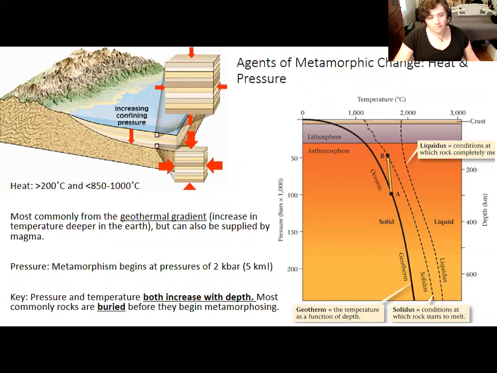So metamorphism occurs between temperatures of about 200 degrees Celsius, with a higher range of somewhere between 850 and 1000 degrees Celsius, and at pressures higher than 2 kbar, which is about what you get when you go 5 kilometers below the ground. That's when you get metamorphism, as opposed to just simple compacting of sedimentary rocks and diagenesis. Any questions for this before I keep going?